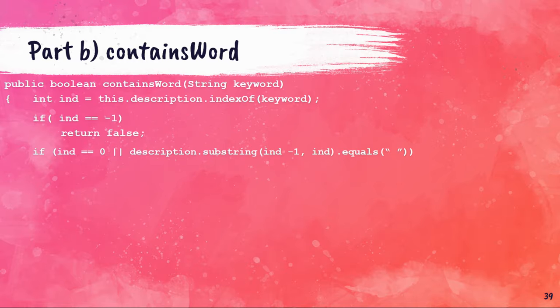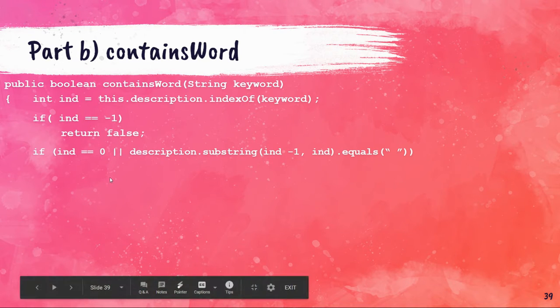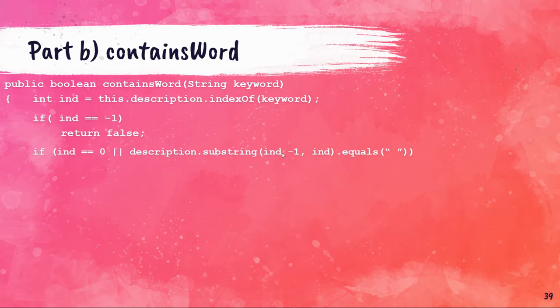Now I'm going to look to see what is coming before. So if index is equal to 0, what does that mean? It means that keyword is the first word of description. So I can't look before, and there's nothing before it, so that the front end of the word is good. By doing it in this order, this short circuits. All right, so that if this IND -1, if that were 0 and I did that first, then I would have an out of bounds.